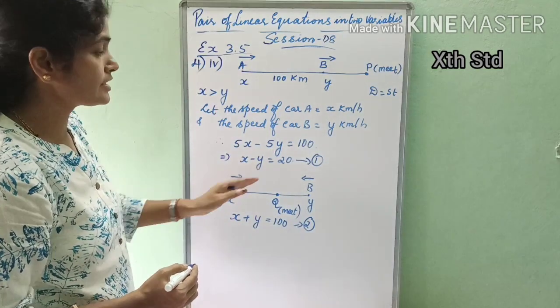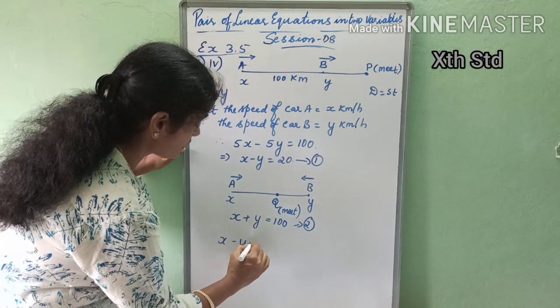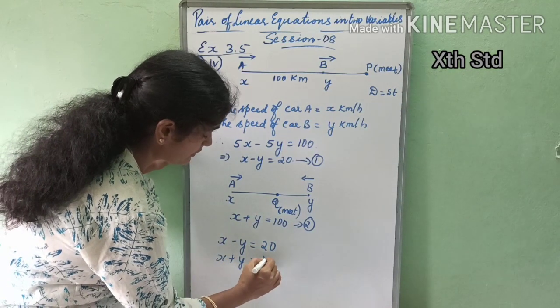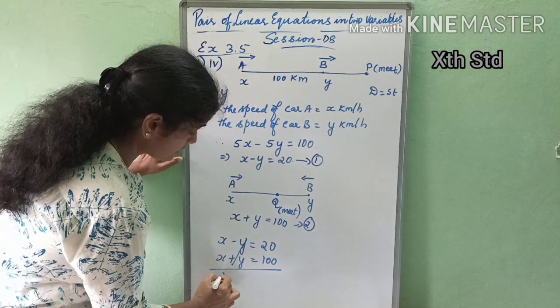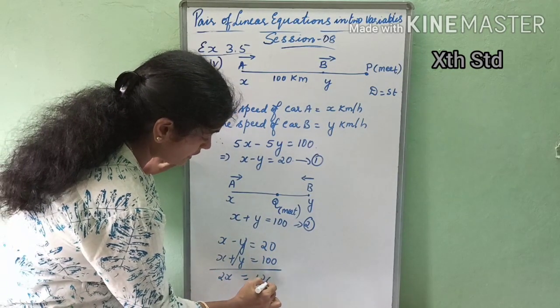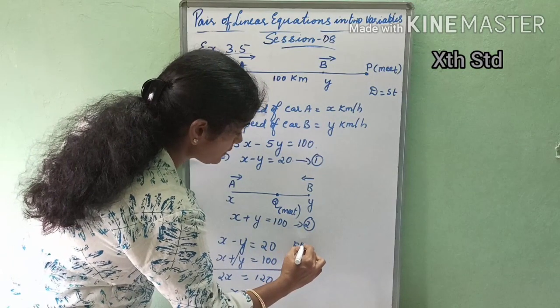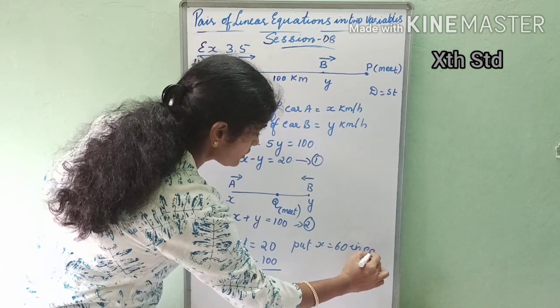Now you can solve this by any of the methods. You can write x minus y equal to 20, then x plus y is equal to 100. Elimination is the best method here. So 2x is equal to 120, x is equal to 60. Put x is equal to 60 in equation 1.